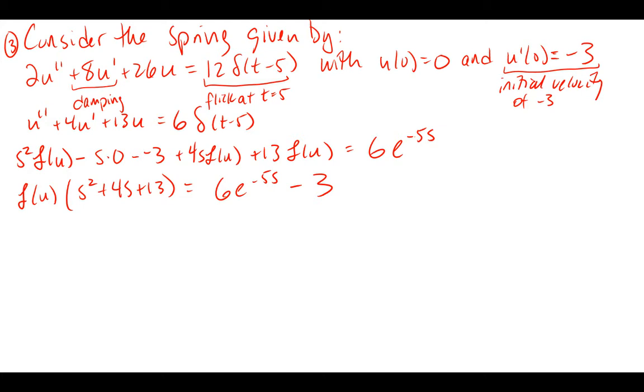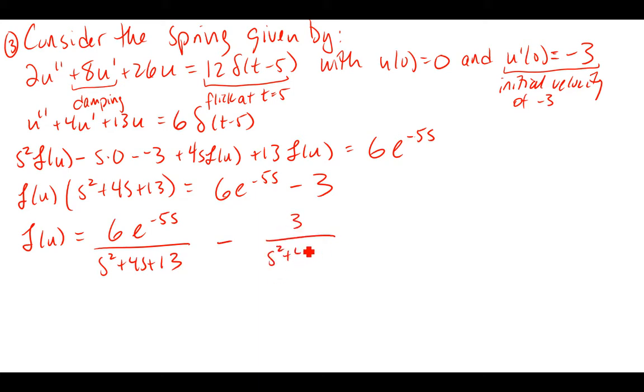Okay, and so now, of course, I'm going to make this read Laplace of u equals by dividing through by this. And so let's see, so I have 6 and e to the negative 5s, and that's over s squared plus 4s plus 13. And then this other term, I'm going to leave these separate. And I'll say why in a second.